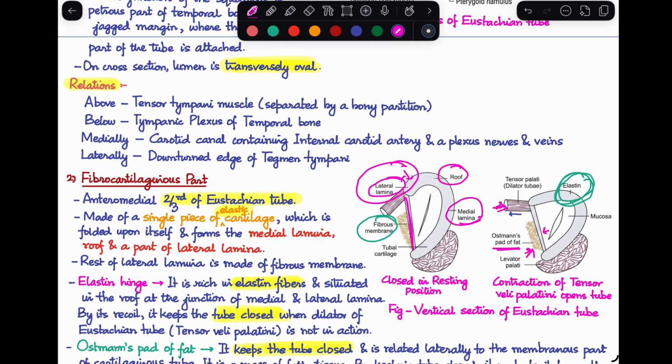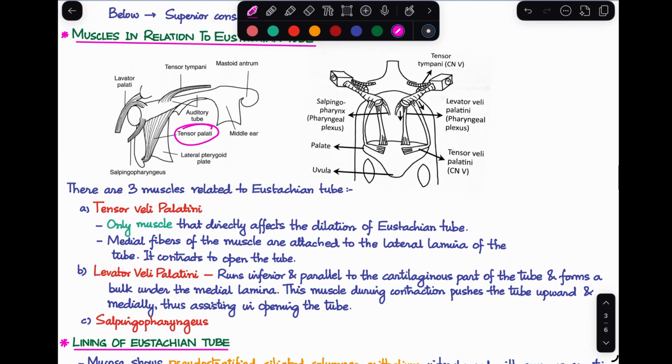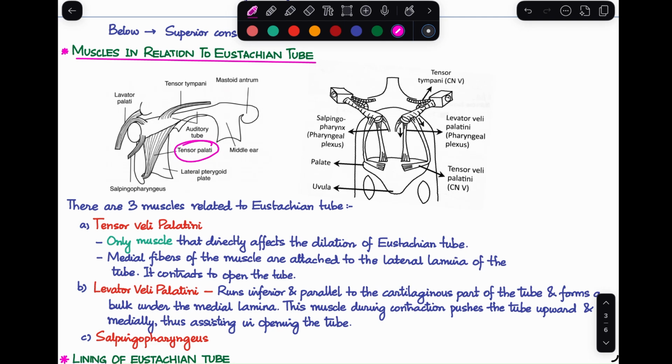You can see in the image over here, this is the tensor palatini muscle. You can see the first image over here is when the tube is in closed resting position, and you can see the slit-like opening. But when this tensor palatini muscle contracts, it pulls the lateral lamina like this, and it opens up the eustachian tube as you can see here. So that is the role of the tensor palatini muscle. It contracts to open the tube.